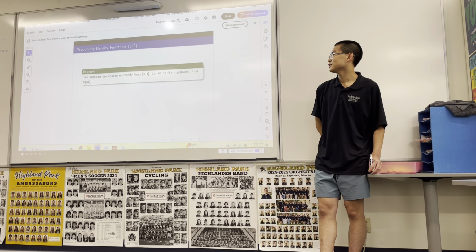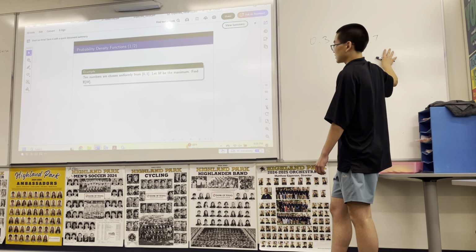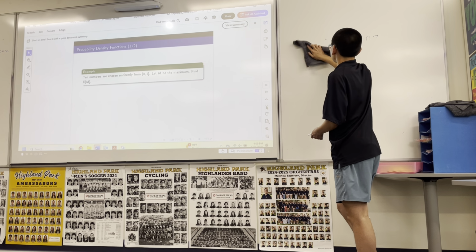Ten numbers are chosen uniformly from 0, 1. Let m be the maximum. Find the expected value of m. So like, let's say that I just choose 3 numbers, just to give an example. You choose 0.3, 0.5, then the maximum is 0.7. And like these numbers are chosen randomly from 0 to 1. There's 10 numbers. What's the expected value of the maximum?